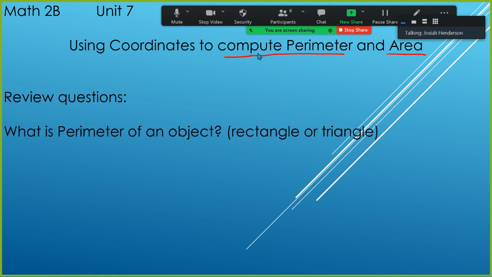Think about this for a moment. And tell me in the chat, what is the perimeter? Not like the number, because we don't have an object here. But if I had a rectangle or a triangle, what is the perimeter describing? From the best of your memory or your knowledge, how would you describe the perimeter of an object?